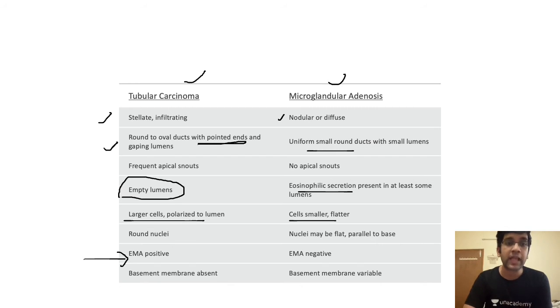That will help you. If you have a staining for basement membrane, if you have collagen staining in your IHC in your lab, you can go ahead and do it. Basement membrane will be absent, obviously, in tubular carcinoma. It will be variably present in your microglandular adenosis. Fine. That's the first difference.